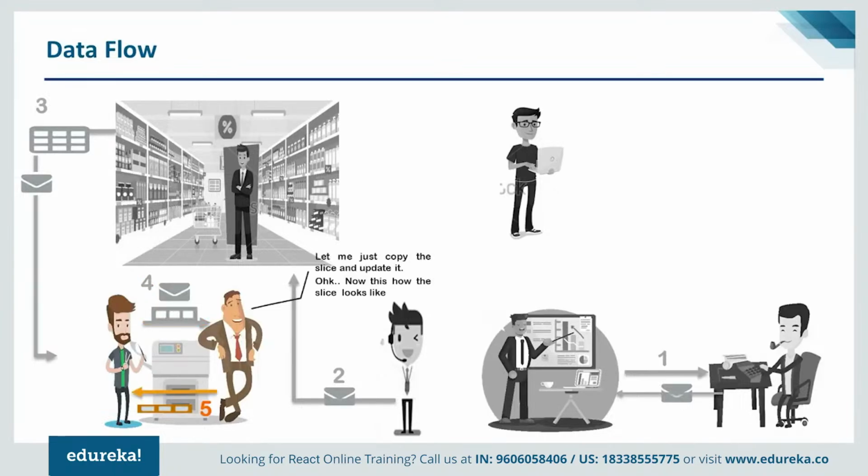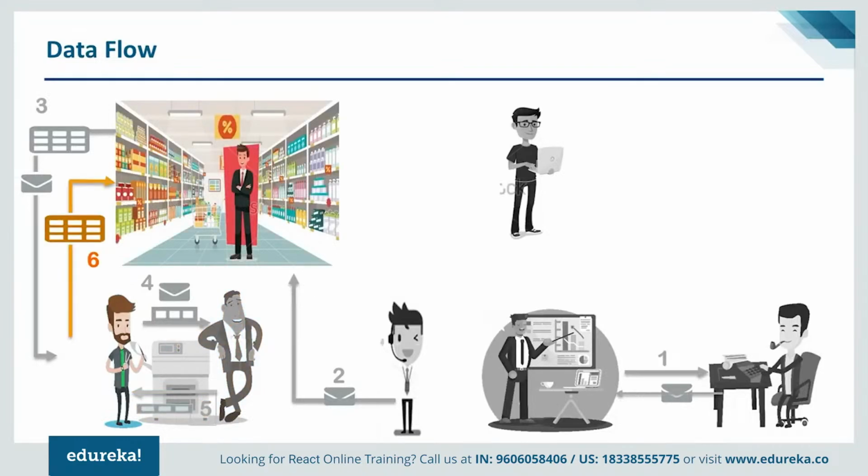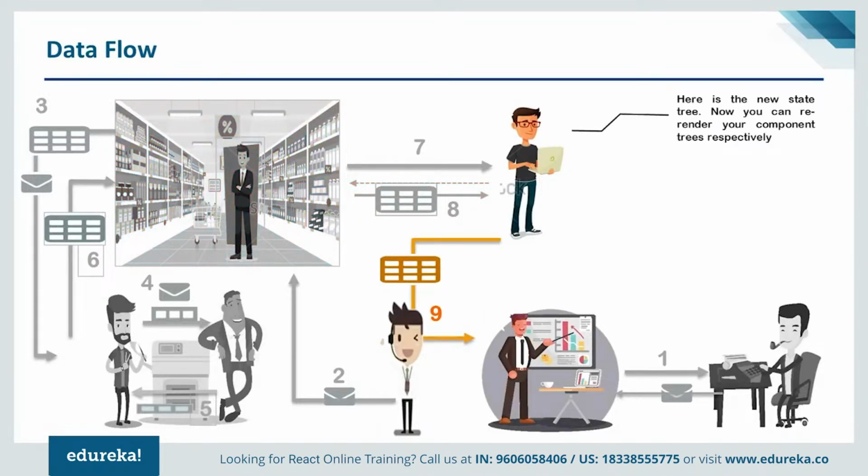The next step is the other reducers will copy the sliced data and will update it and it will show to the root reducer how the slice will look like. And finally, in the sixth step of the application, the store will be updated. The store will inform the provider with the new state tree as the eighth step. As you can see, this is the new state tree which is being updated to the provider from the store. In the last part, in the view part of the application, we will have a new state tree which we can re-render as component trees.